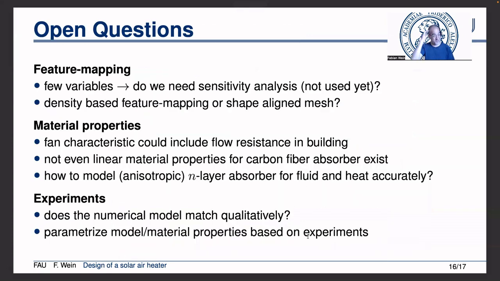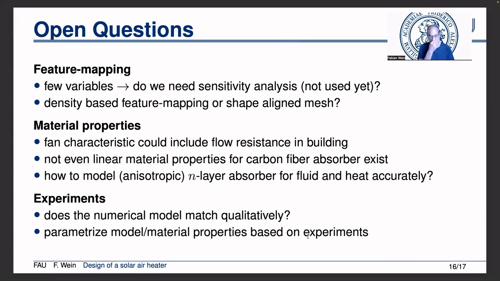Okay, now I question myself. I use the feature mapping method, my golden hammer. I only have a very small number of variables, so the question is really, do we need the sensitivity analysis? I did not use it yet. Up to now, I used gradient-free optimization. And I'm not that sure yet if using the density-based aspect of feature mapping is a good idea or not, or if maybe shape-aligned meshes are even better there. I'm not sure yet.